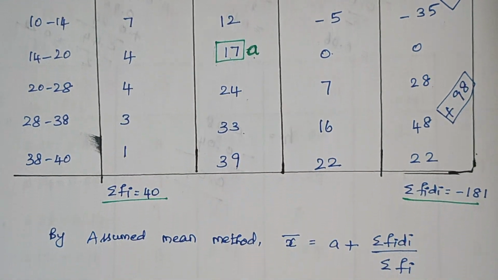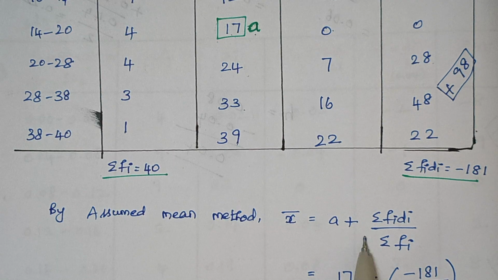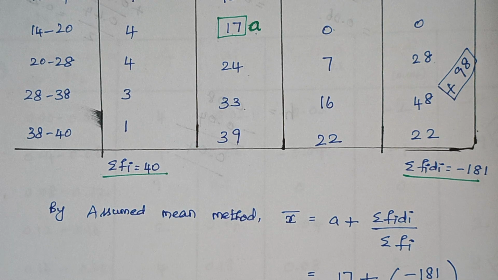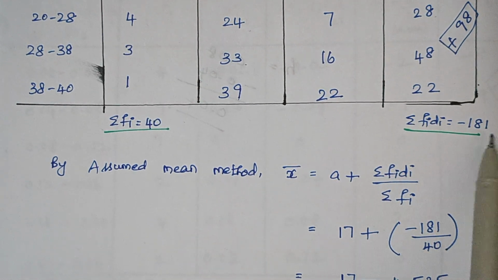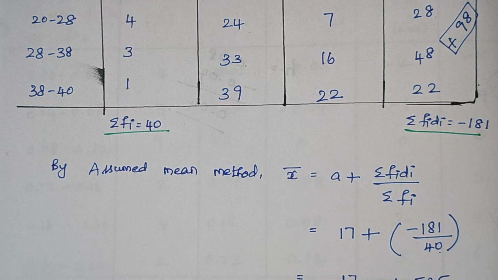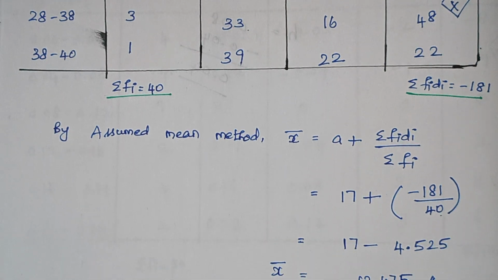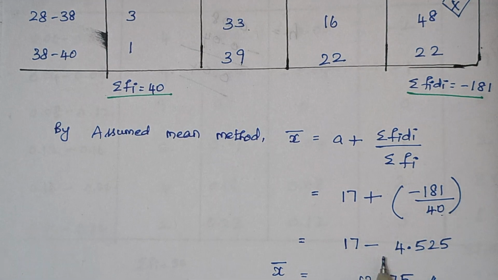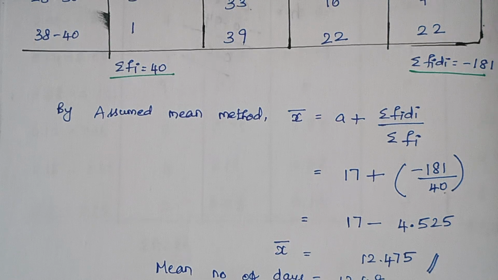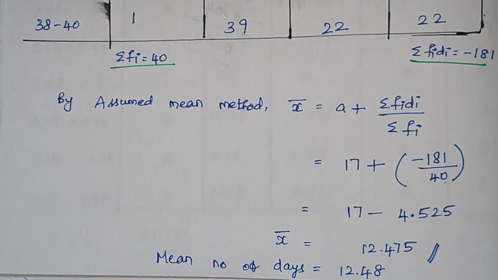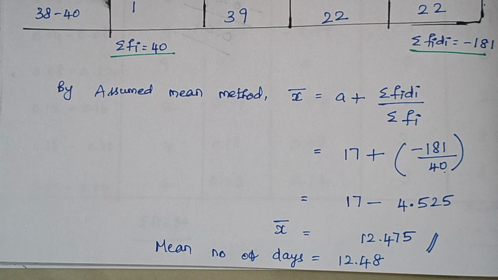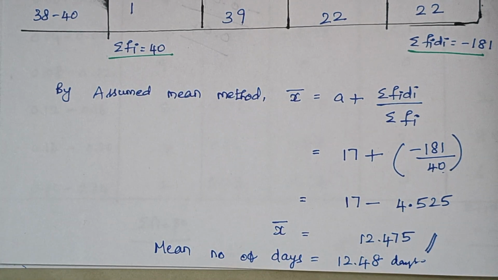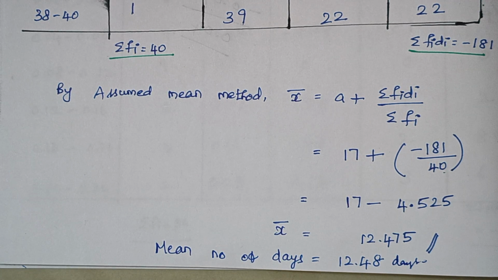Now by the formula, it is given as A plus summation of FiDi by summation of Fi. So here the value of A is 17. So 17 plus FiDi is minus 181, and here it is 40. Again when you simplify, we get the answer as 4.525. So 17 minus 4.525 gives the answer as 12.475. Therefore the mean number of days is given by 12.48 days. Right. So we will proceed with our final problem.